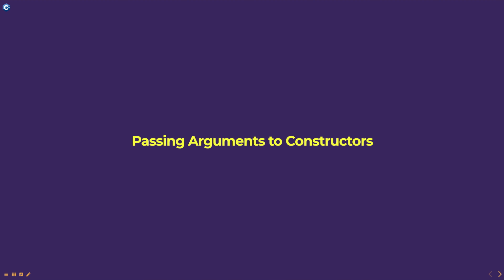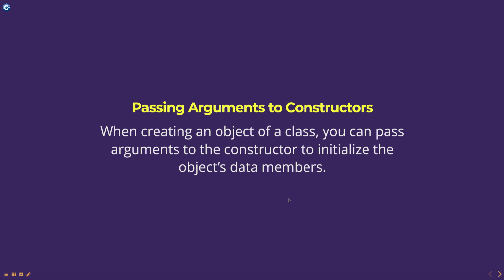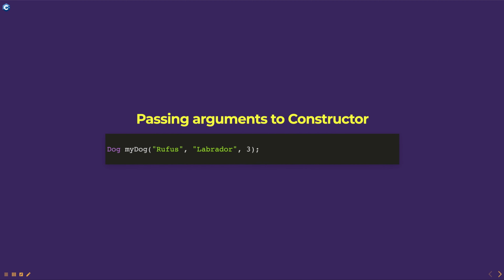When creating an object of a class, you can pass arguments to the constructor to initialize the object's data members. The arguments that you pass to the constructor must match the parameters of one of the class's constructors. Here is an example of passing arguments to a constructor in the Dog class.